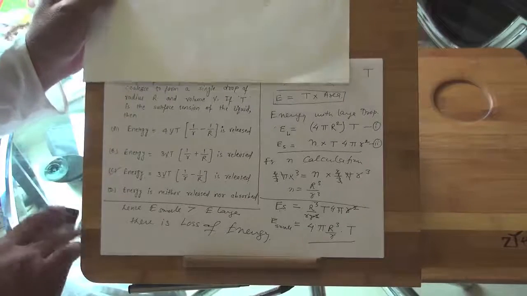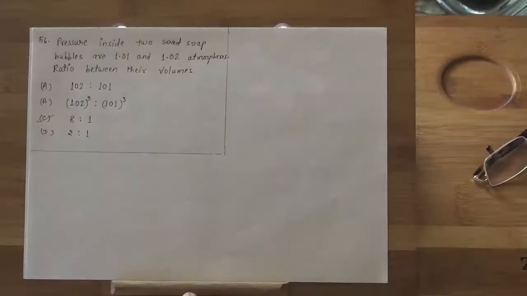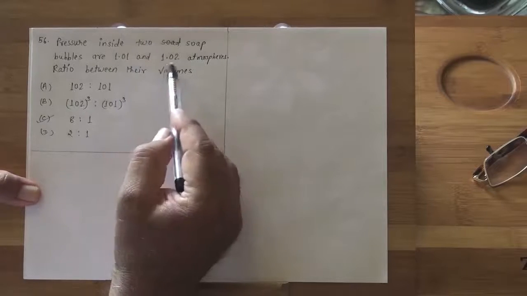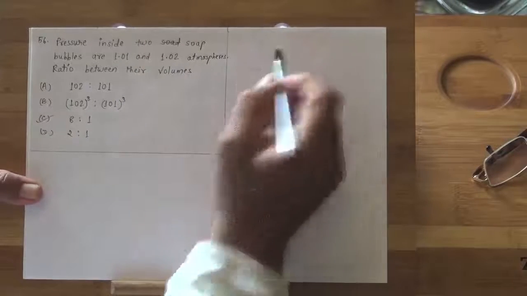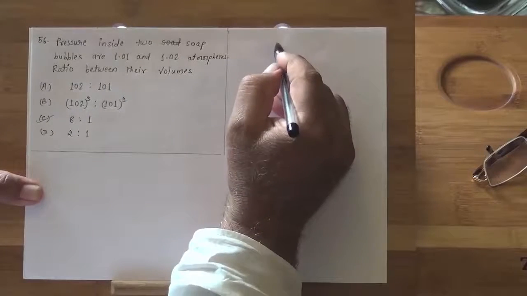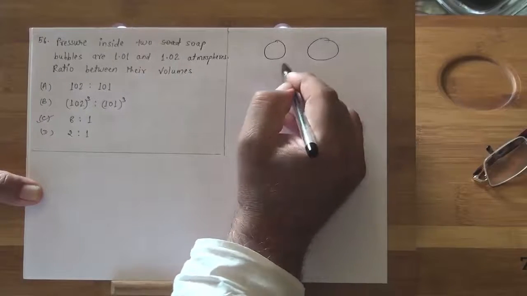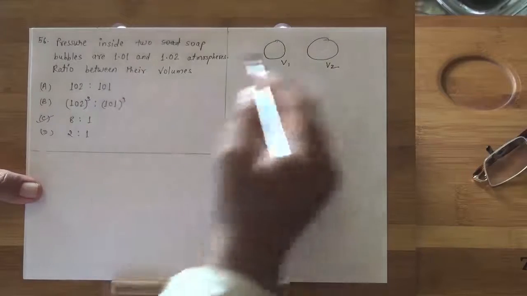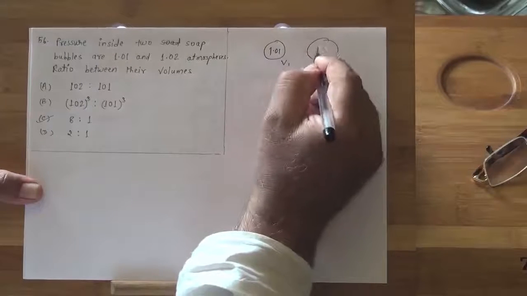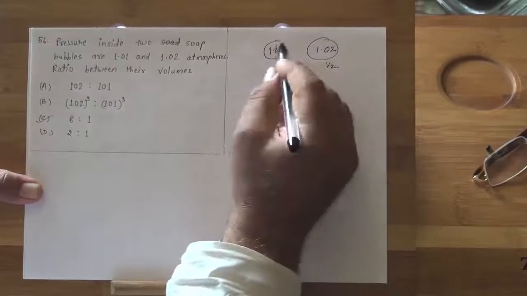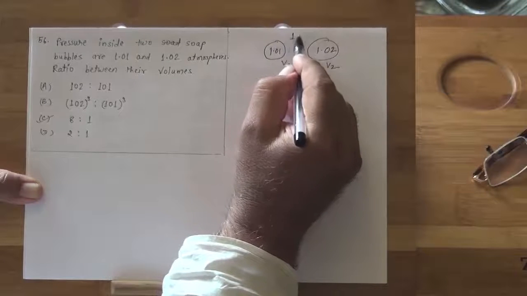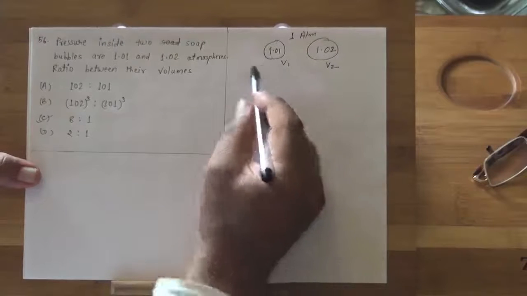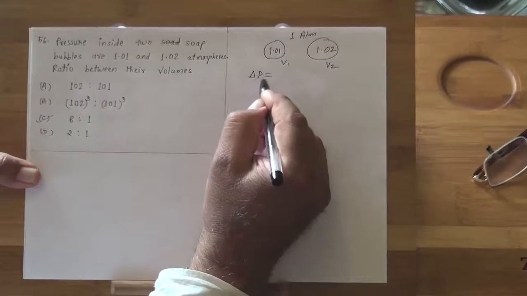So let's go to the next question. Pressure inside two soap bubbles is 1.01 and 1.02 atmosphere. Find the ratio between their volumes. The volumes are different, one volume V1 and the other V2. The pressures inside are 1.01 and 1.02. How much is the pressure outside? The answer is 1 atmosphere. So this is excess pressure. How much is the excess pressure in it?